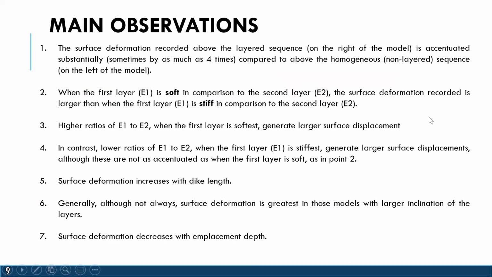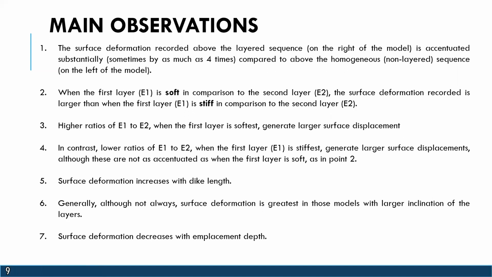Here is a summary of our main observations from our results. The surface deformation recorded above the layered sequence on the right part of the model is accentuated substantially, sometimes by as much as 4 times, compared to above the homogeneous or non-layered sequence located in the left side of the models. When the first layer, or E1, is soft in comparison to the second layer, or E2, the surface deformation recorded is larger than when the first layer, or E1, is stiff in comparison to the second layer.